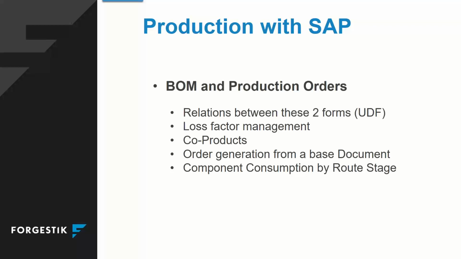I will also talk about co-products. In some specific production processes, we would produce some goods, but there would also be other goods produced in the same recipe at the same time. So these are called co-products. We'll see how it is done.